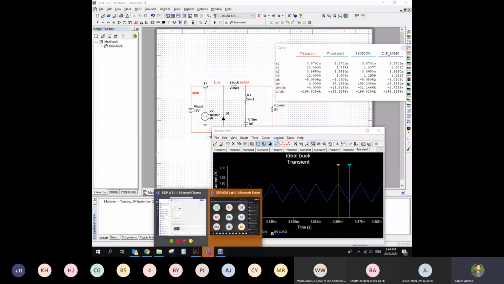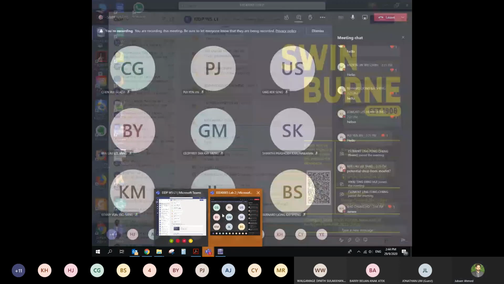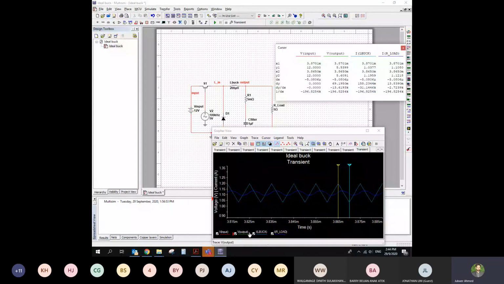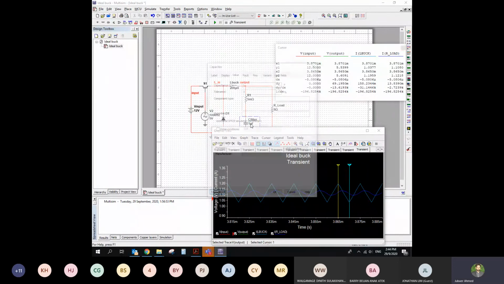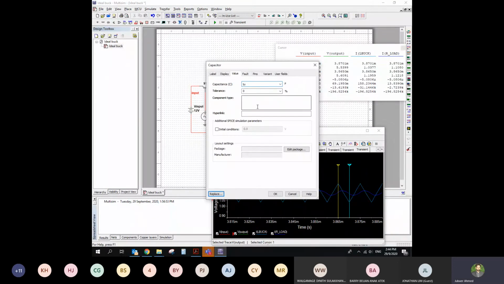Okay, we are back again. So yeah, you can see that the output is getting affected by the capacitor value. So let's restore it back to 100 micro.